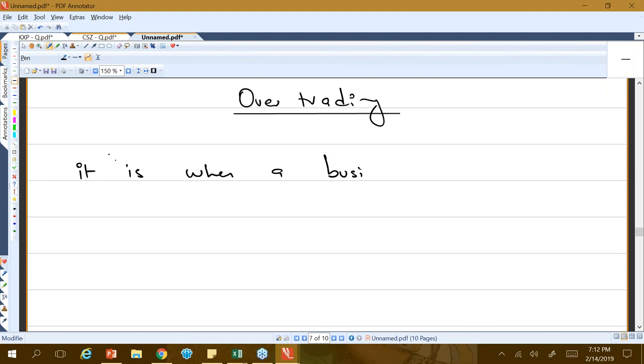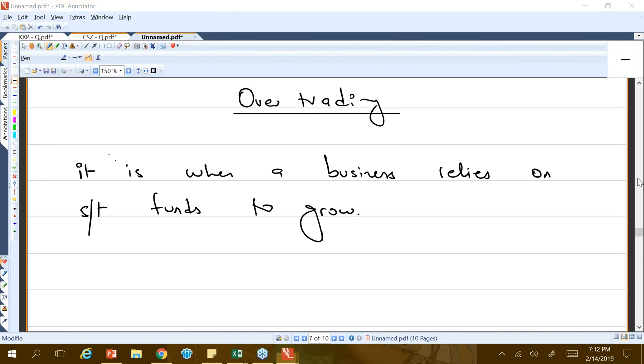So it is when a business relies on short-term funds to grow. This is where we say we are having an overtrading situation. So it is when a business relies on short-term funds to grow.